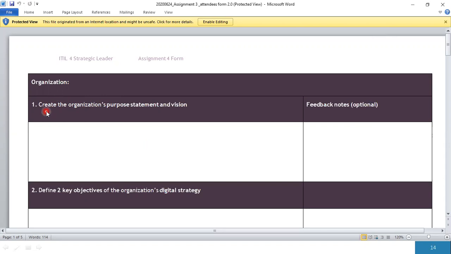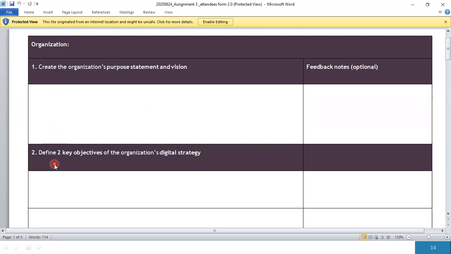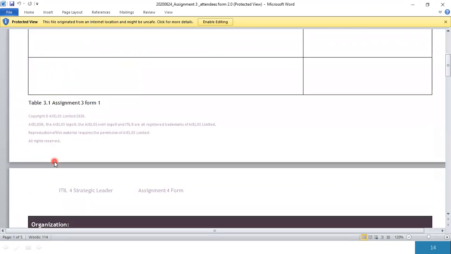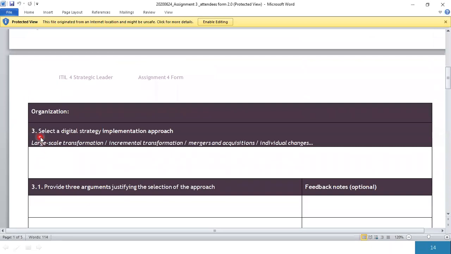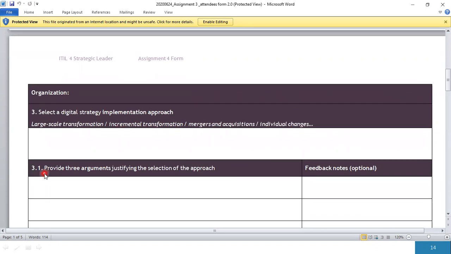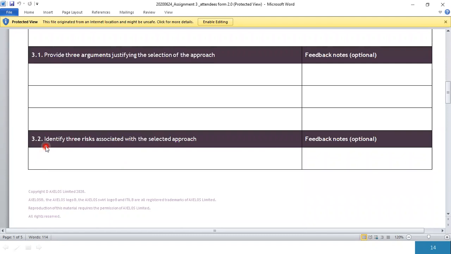First question is to create the organization's purpose statement and vision. Second is to define 2 key objectives for the organization's digital strategy. Number 3 is to select a digital strategy implementation approach, either a large-scale transformation or incremental or mergers and acquisitions or individual changes. 3.1 is to provide 3 arguments justifying the selection of the approach. And then 3.2 is to identify 3 risks associated with the selected approach.